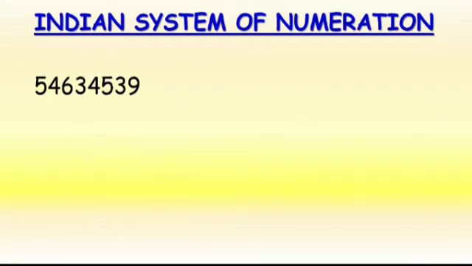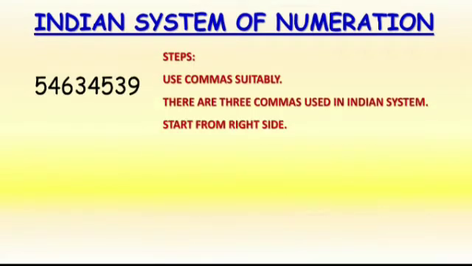So here's an example under Indian system of numeration where we have the following steps. Use comma suitably. There are 3 commas used in Indian system. It starts from right. So basically from the right hand side we will count 3 digits, that is 935, and after 5 we will add the first comma which represents 100, the second comma after 2 digits representing 1000, and the third comma after 2 digits representing lakhs.